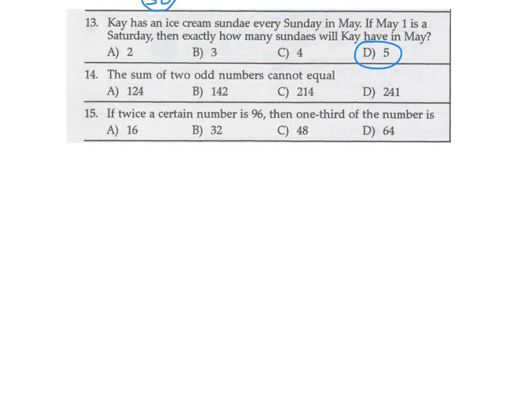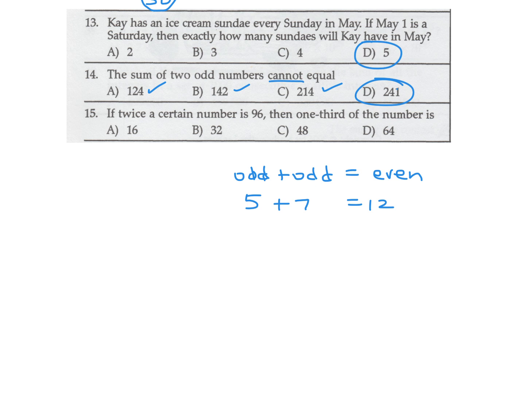The sum of two odd numbers cannot equal. Well, let's say you have odd plus an odd. For example, if you have 5 plus 7, that's 12. Odd plus an odd is an even. So when you add two odd numbers, it will be even. So this is even, this is even, this is even, this is not. So it cannot be the 241. So 14 is D.